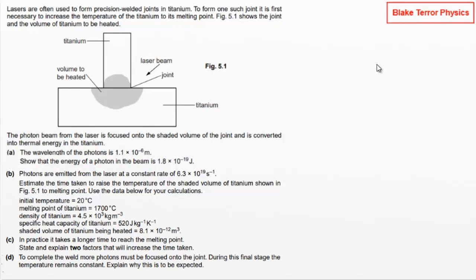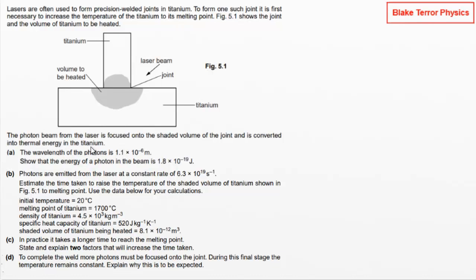Right, here's a batch of thermodynamics questions and maybe a few other things related to it as well. So we've got lasers are often used to form precision welded joints in titanium. To form one such joint, it is first necessary to increase the temperature of the titanium to its melting point. Figure 5.1 shows the joint and the volume of titanium to be heated. Right, okay, so we're heating up this grey area.